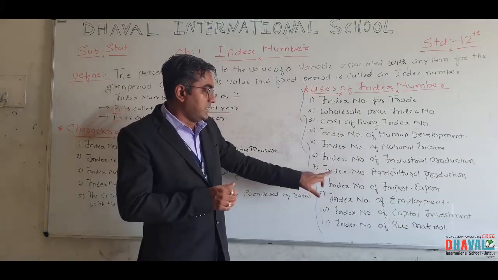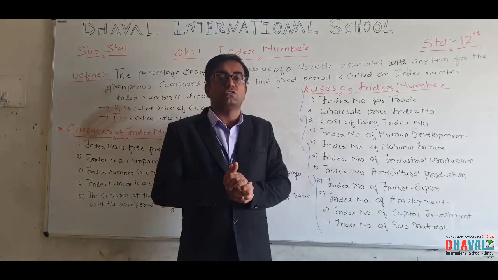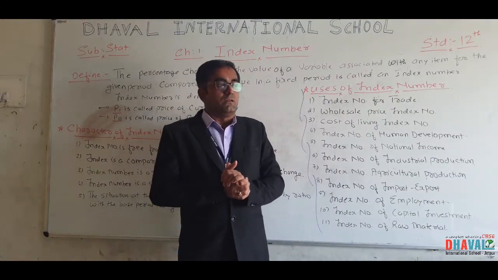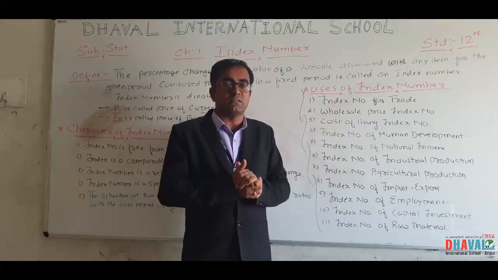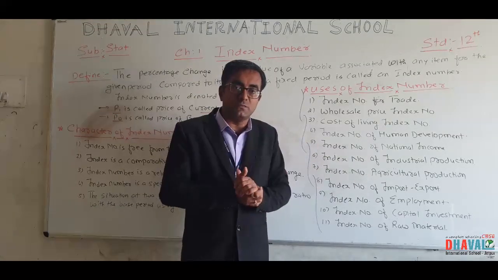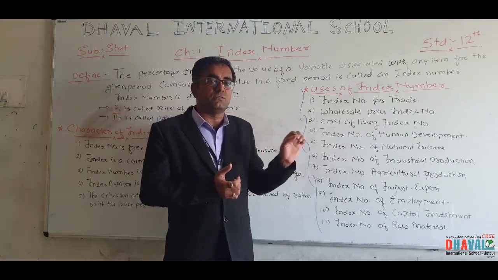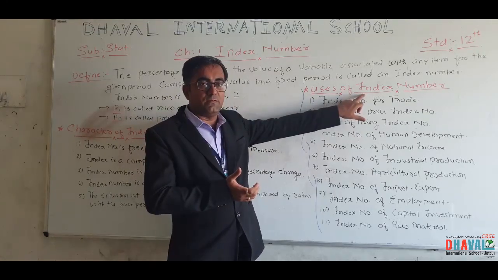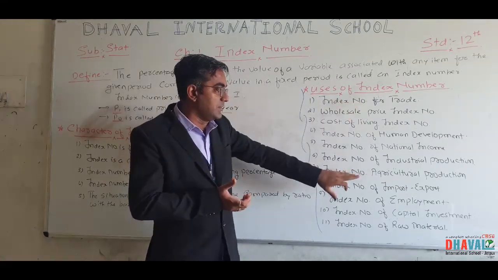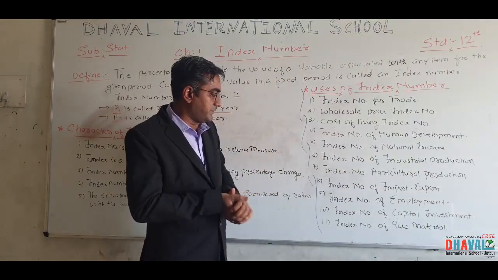Next, seventh point, index number of agricultural production. Farmers doing farm production get answers to which produce, at which price it should be sold, and where to sell. All these types of small questions can be easily solved with the help of index number. Index number is helpful for all agricultural production in the market.